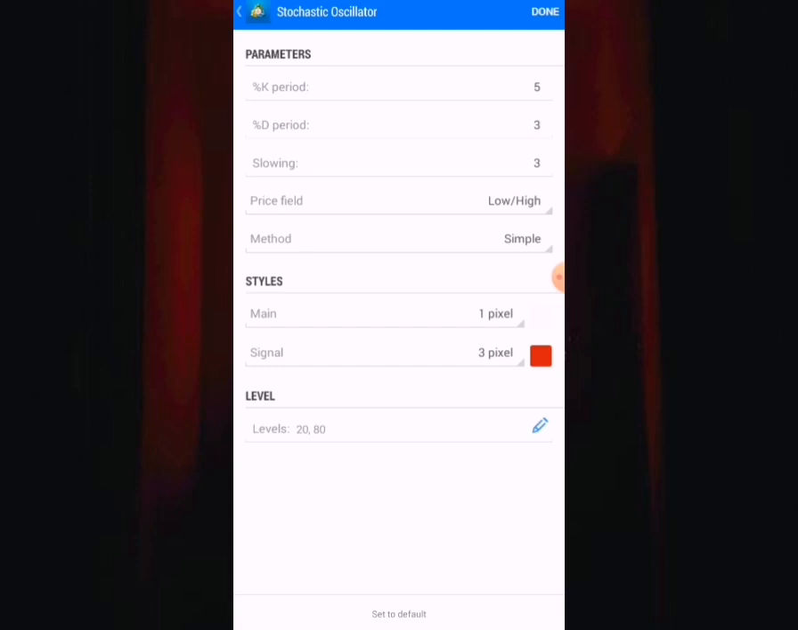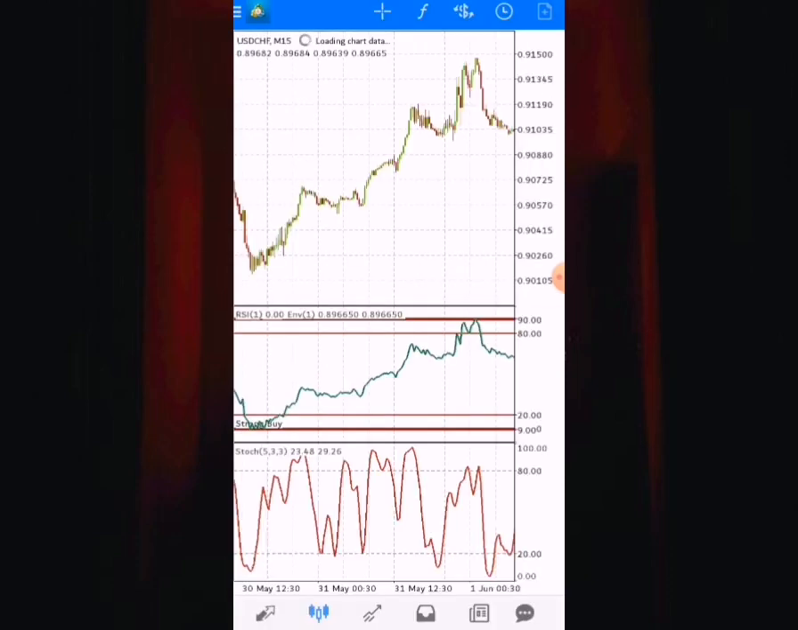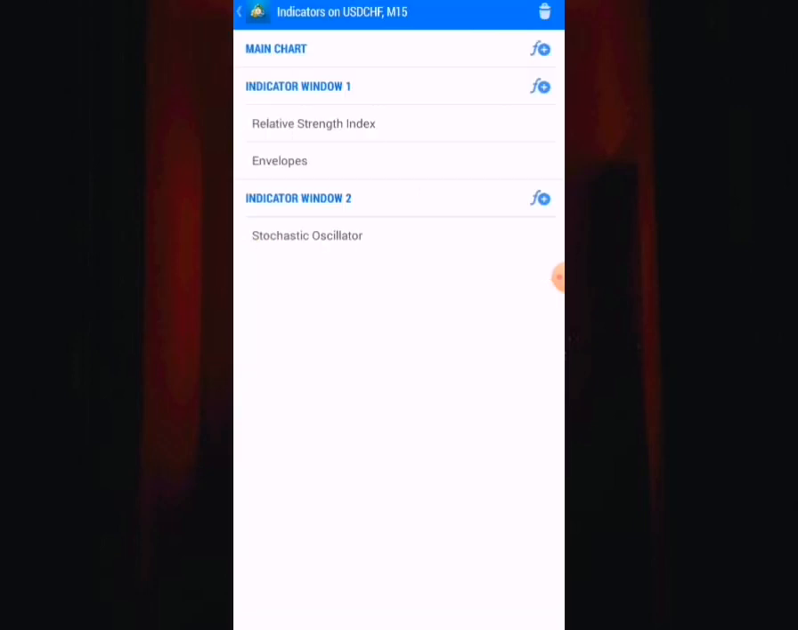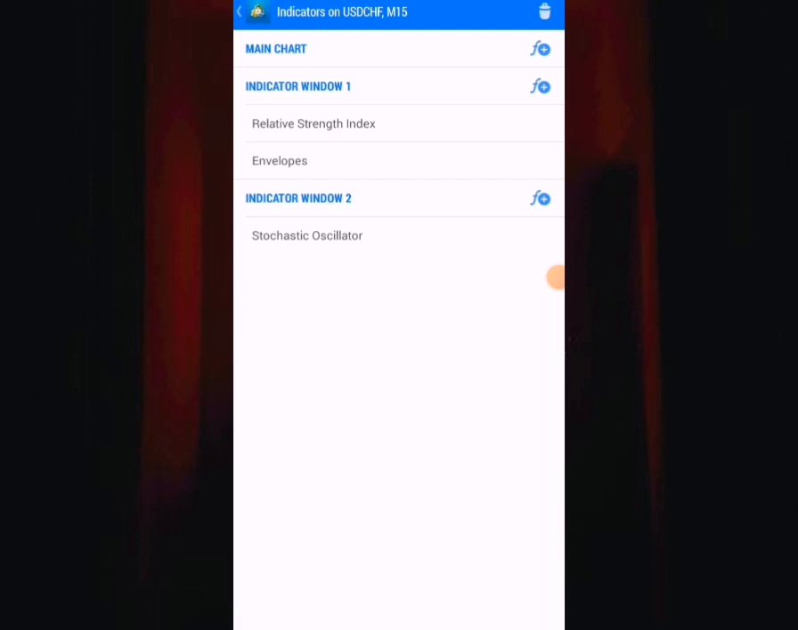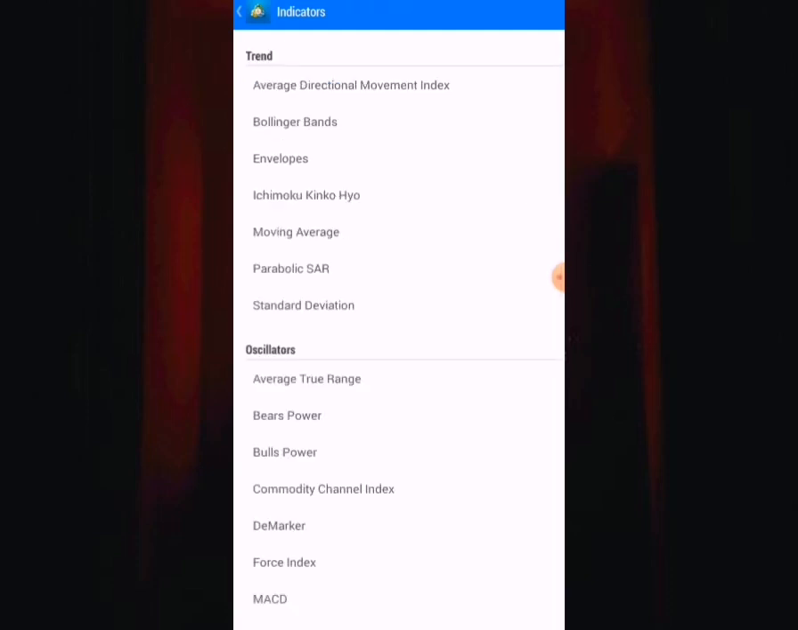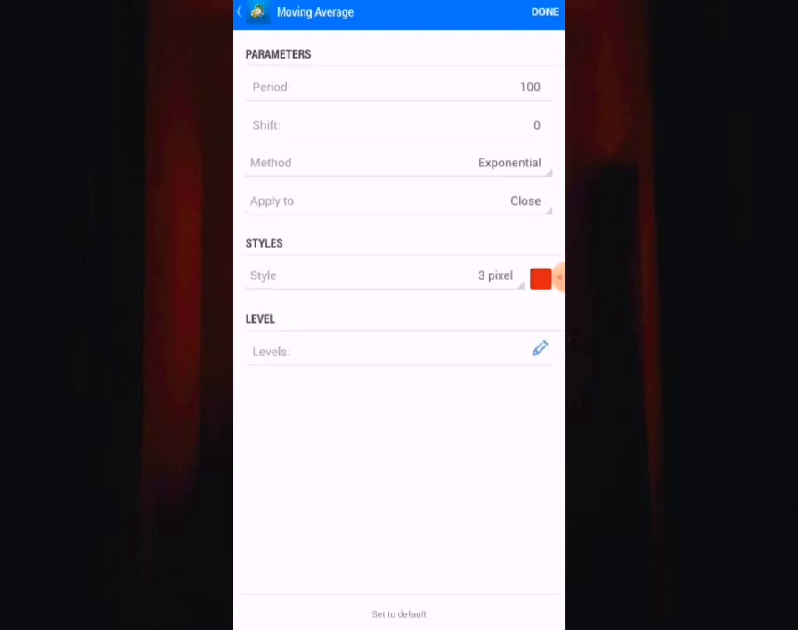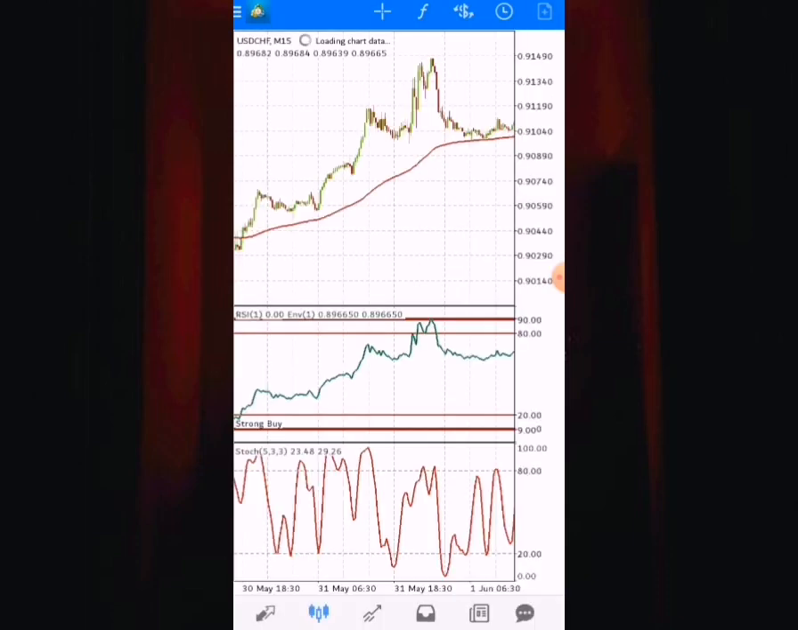The levels, 20 and 80, are just the default. You press done, and then you are done with setting up the indicator. Maybe the last thing, you go to the main chart again up there, and you add the moving average. Make it period 100 exponential, and then you press done.